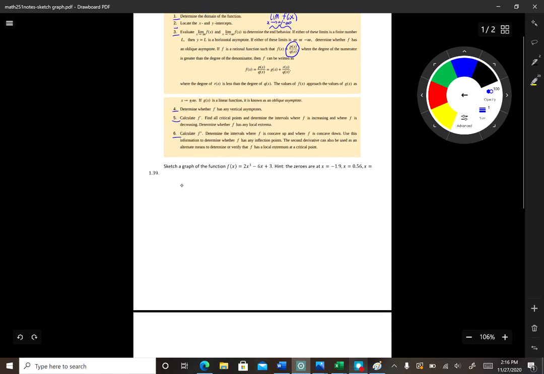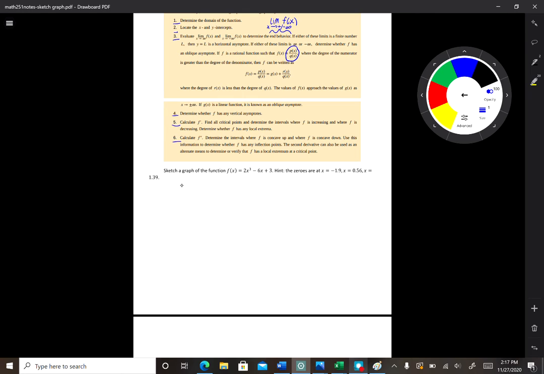So our first step, step number 1, is to determine the domain of the function. This is just a polynomial, so we don't really need to worry about any vertical asymptotes or holes or anything like that. The domain of this function is negative infinity to positive infinity. So step 1, our domain is negative infinity to positive infinity. You might also see this as all real numbers. All right, that is pretty easy.